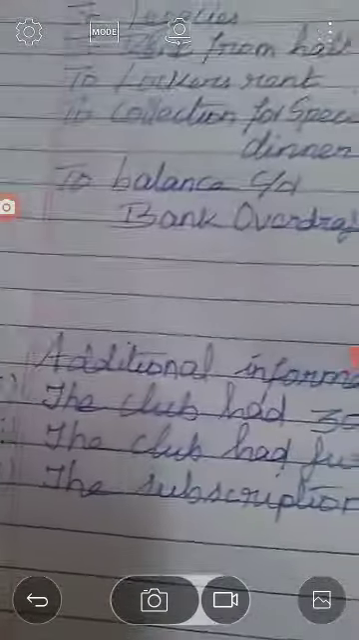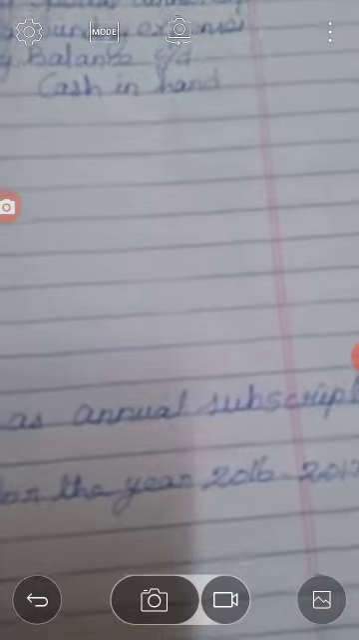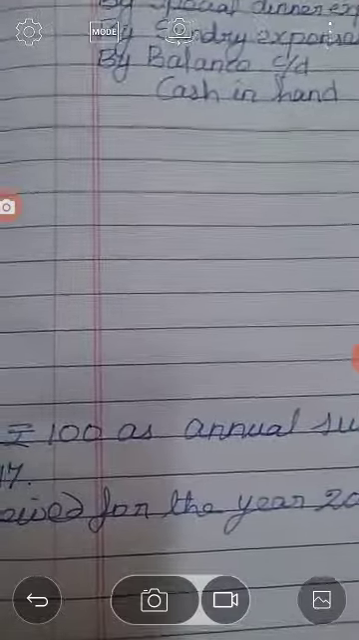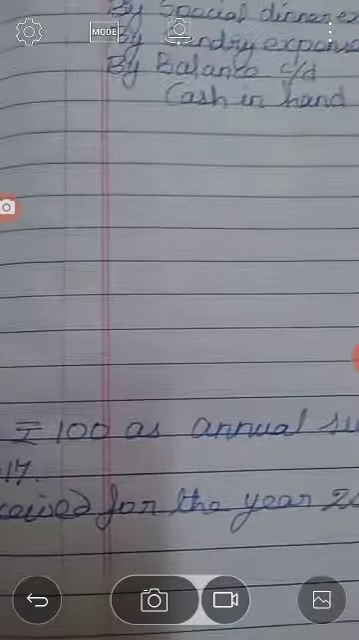Then the subscription still due but not received for the year 2016-17. This is the previous year subscription still not received, so still due, still outstanding. Previous year subscription is still outstanding. So shall we pass on to the sum?